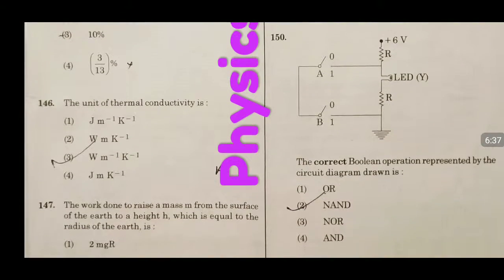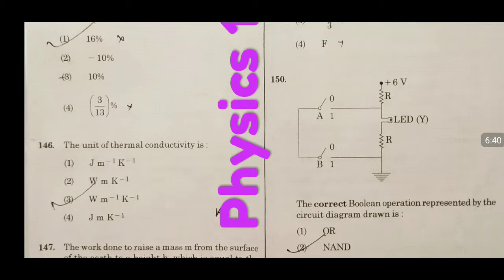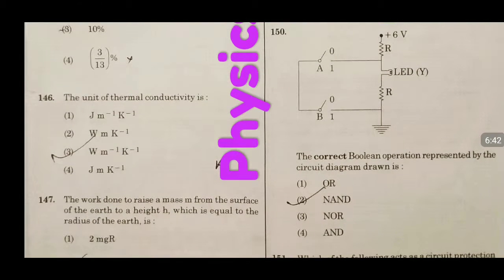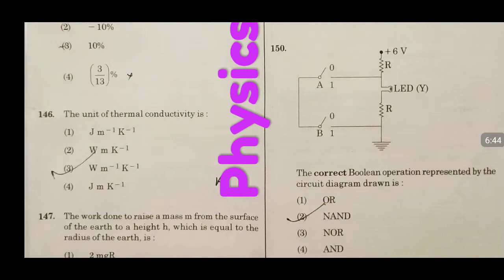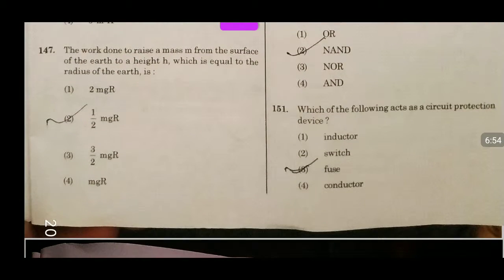150 number question. Figure is given below, as you see in the figure. Then it asks the correct Boolean expression representing the circuit diagram drawn is. Then the right answer is NAND gate. 151 number question. Which of the following acts as a circuit protection device? Then the right answer is fuse. Option number 3.